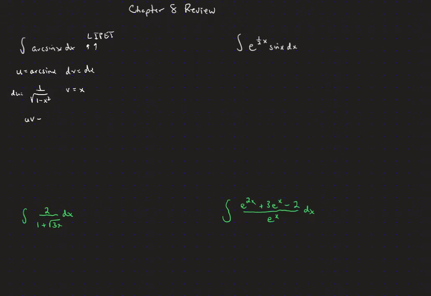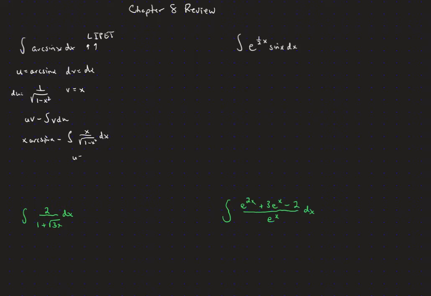It's going to be uv minus the integral of v du, is what we're going to actually work out. So u times v is going to be x arcsine of x minus the integral of v du, which is going to be x times 1 over the square root of 1 minus x squared, so x over the square root of 1 minus x squared dx. This we can do with a u-substitution.